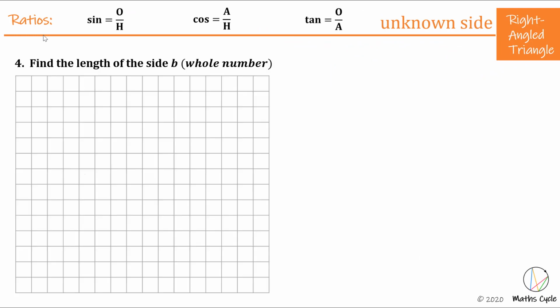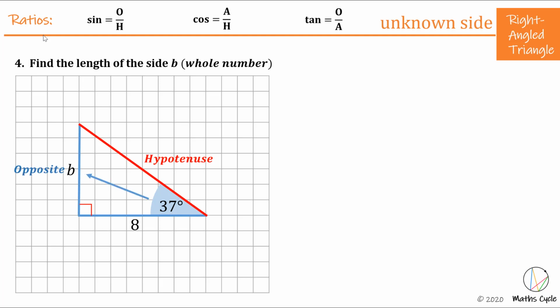Now example number 4. Find the length of the side B, and this time it's a whole number. So labelling my triangle, opposite my right angle I have the hypotenuse, opposite my angle I have the opposite, and the remaining side is the adjacent. So which two sides are we going to use this time? We're going to use the opposite because we're looking for B, and we're going to use the adjacent because we know it's 8 units in length. We don't know the hypotenuse this time, so it's of no value.